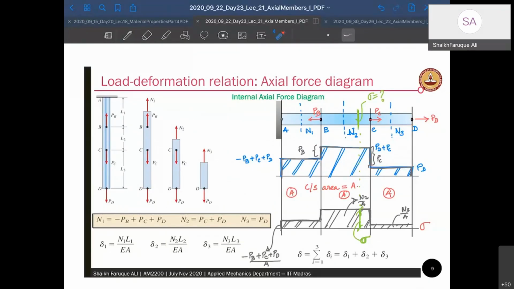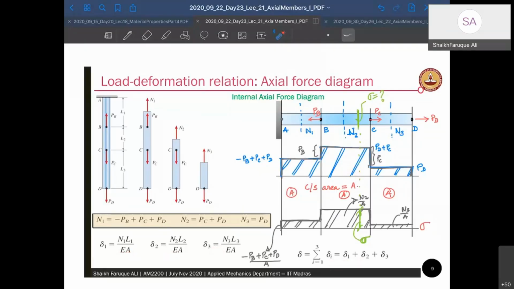Then it's added up by PC. So this is PD plus PC, then goes straight. There is no load here. Then there is a negative PB, so it comes down and goes like this. So this is my axial force diagram. And this is the diagram divided by the area. If your area is constant, then it will be a similar diagram only scaled by A. And your total deflection will be this, and you add up. So it's explained in a better way using this diagram.